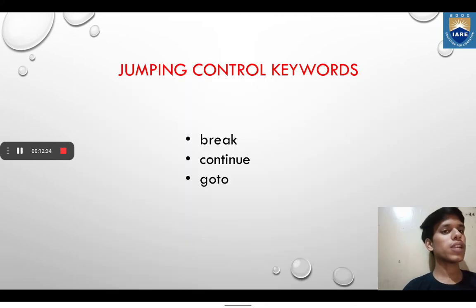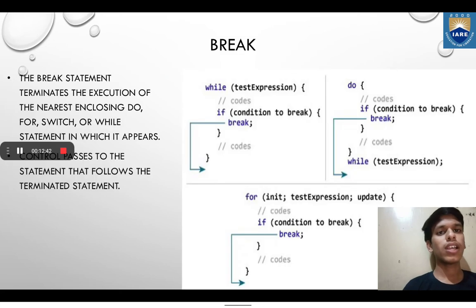The next type of statements are jumping control keywords. There are three keywords: break, continue, and goto. Break: the break statement terminates the execution of the nearest enclosing do, for, switch, or while statement in which it appears. Control passes to the statement that follows the terminated statement.